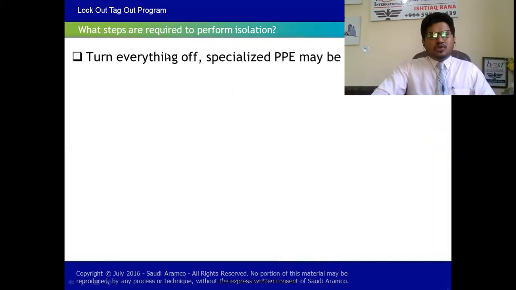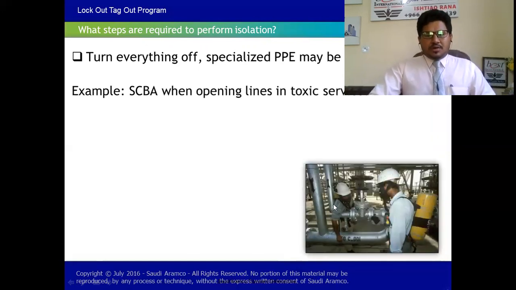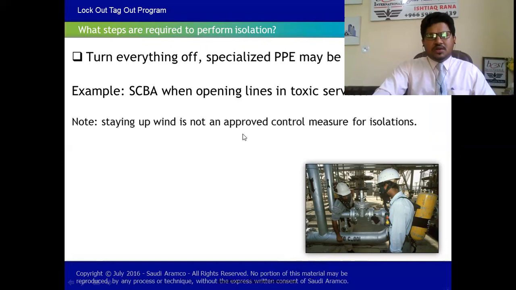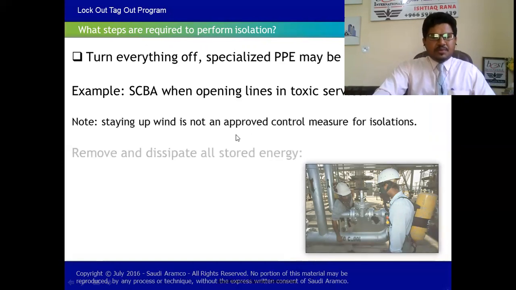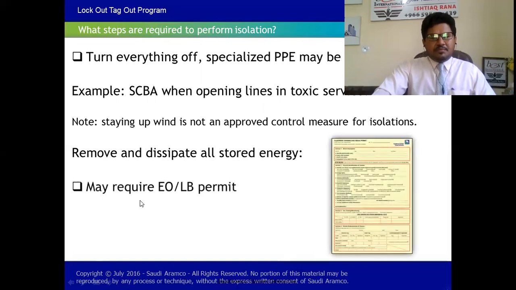What are the key steps? Turn everything off. Specialized PPE may be required, for example SCBA, look at the picture, SCBA when opening lines in toxic service. Staying away is not an approved control measure for isolation. You need to remember that one. Remove and dissipate all stored energy, which may require an EOLB permit. Previously we called it a release permit, but now the new standard says it's EOLB, equipment opening line break.